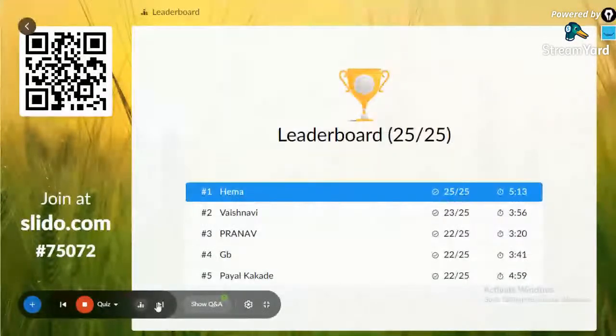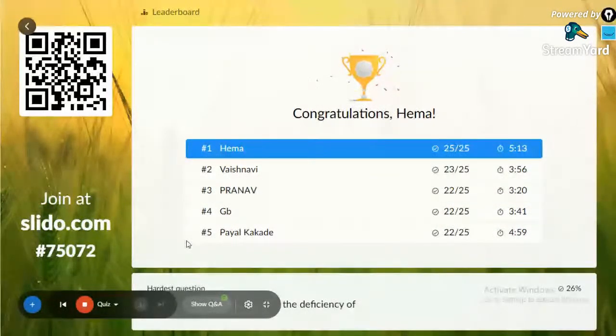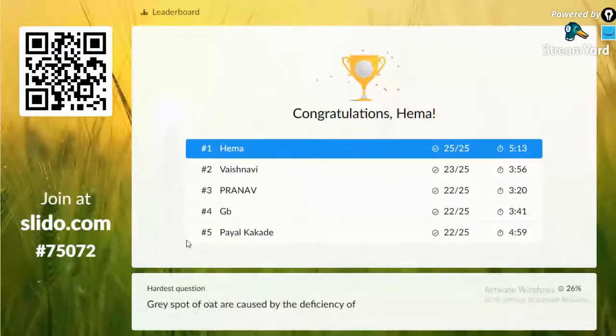Good. We have Hema 25 on 25 in the first position. Then we have Vaishnavi, Pranav, GB, Payal, Kakade. Good, Hema. I don't know from which group you are. Anyway, big congratulations. You are perfect with your botany syllabus. That's a big promise that I can guarantee you. If you work more hard on biology, you will score 350 plus out of 360 on your bio. Sure. Because you score 25 on 25 for this mega botany test number one.